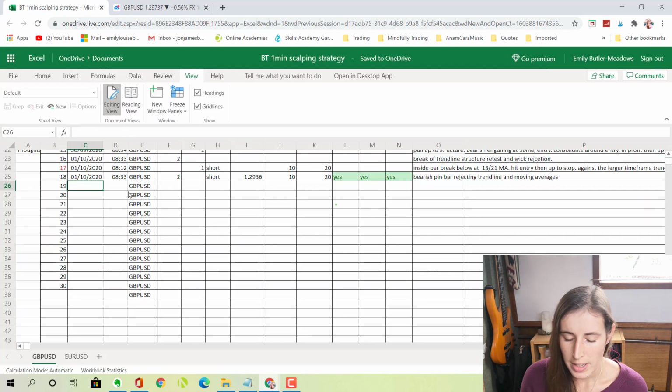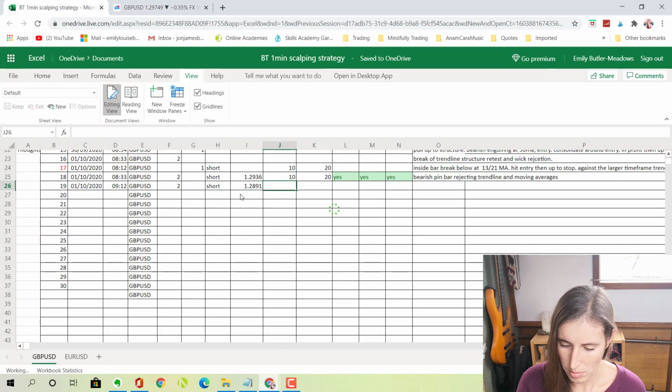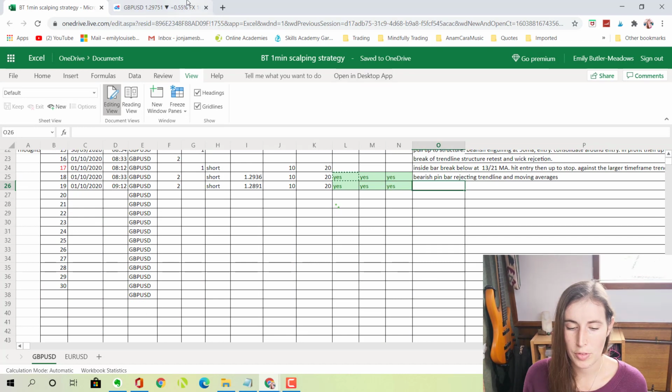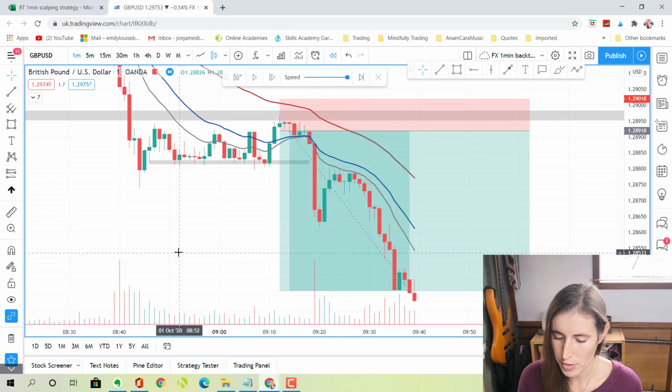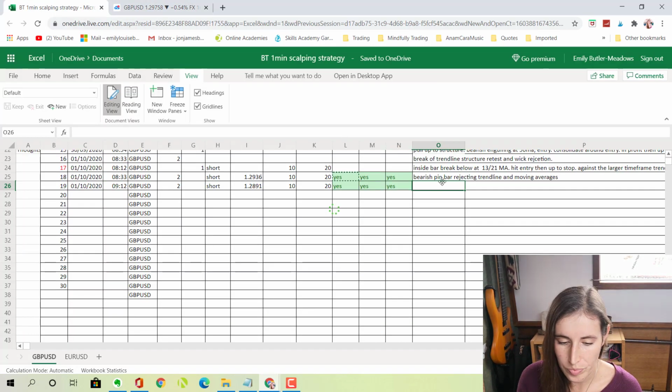So the entry was at 9:12 on the 1st of October. Entry at 1.2891, risking 10 pips to make 20 pips, and I would have hit 2R, 3R, and 4R, and I would have also hit 5R as well. So that could have been a nice trade to sort of sell half and keep some profit rolling there.